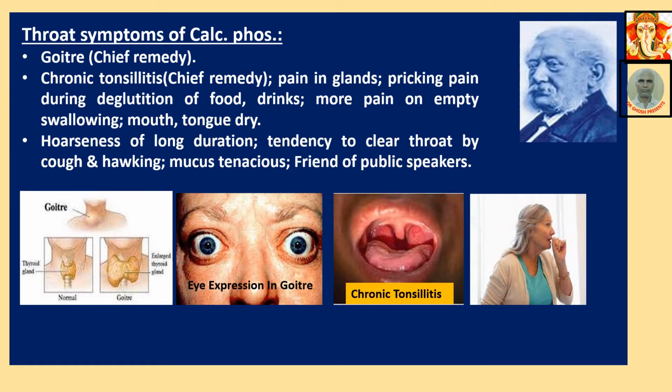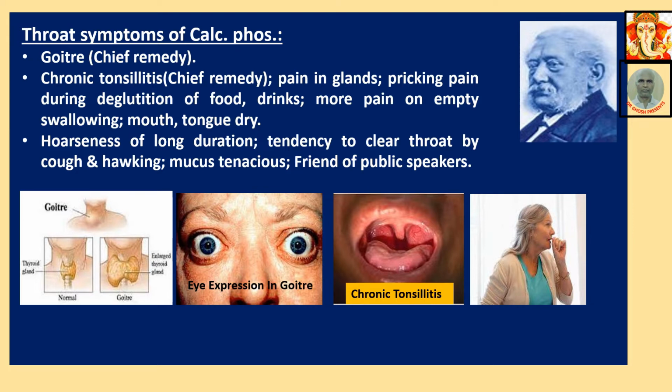Third symptom of Calcarea Phos: goiter, chief remedy. Goiter, you know, this is actually a disease of the thyroid gland. When the secretion of the thyroid gland is disturbed, then goiter appears. It is over secretion of T4 hormone. Now, what I'm saying is that goiter is a very important systemic disease, and we have a beautiful medicine in Calcarea Phos for goiter.